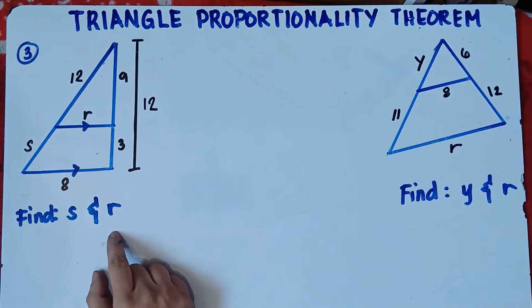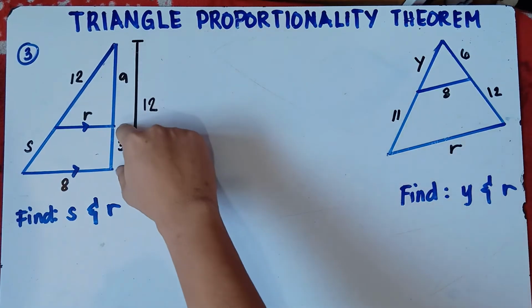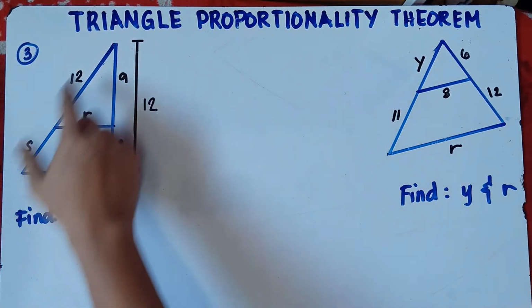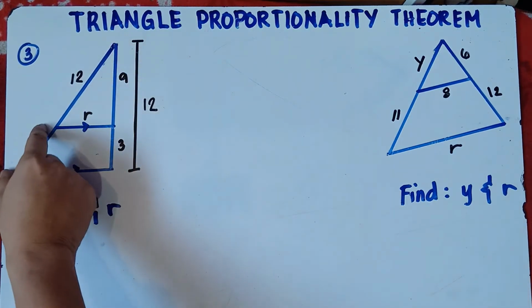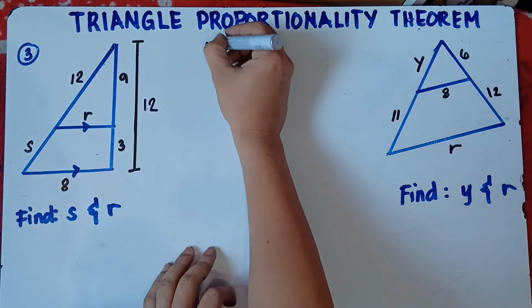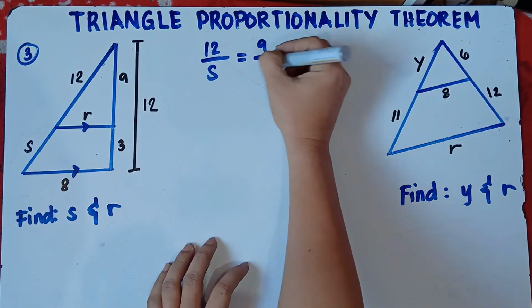So to find S, we can have this ratio over this side, then 9 over 3. Since we have given 9 and 3 and the total is 12, so we can find S, ratio of this side 12 over S, then 9 over 3. Let's find that. So this will be 12 over S is equal to 9 over 3.